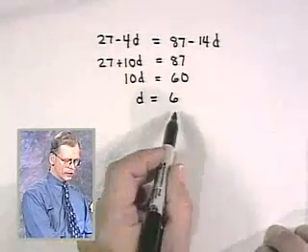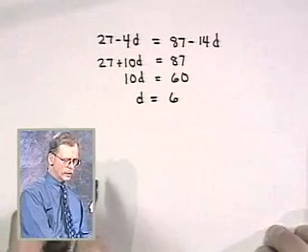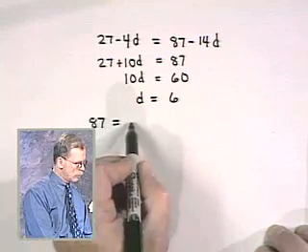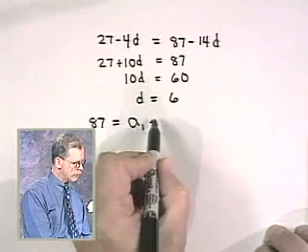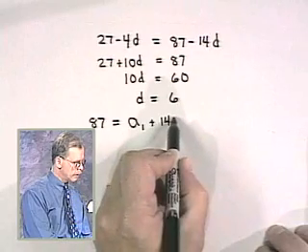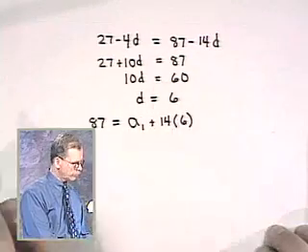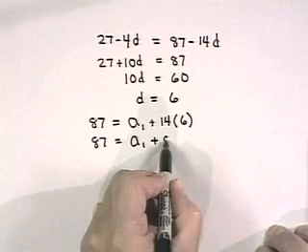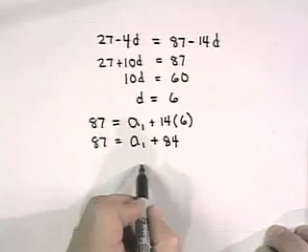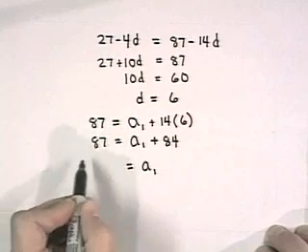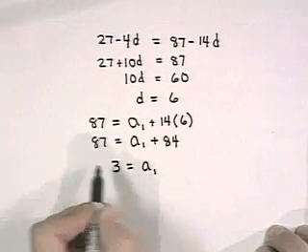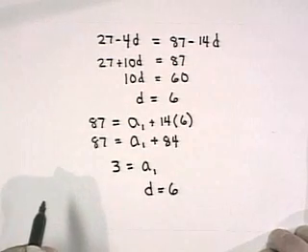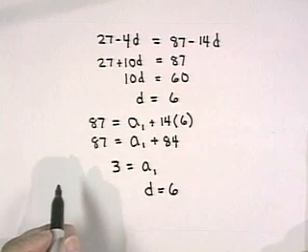Knowing that d is 6, we can go back to either one of the original equations that we started with. If we start with 87 equals a1 plus 14d, now the d is 6, and we have 87 equals a1 plus 84. Subtract 84 from both sides, and we now know that the first term is 3. When we know that the first term is 3 and that the common difference is 6, we can go ahead and find any other terms of the sequence that we were interested in finding.